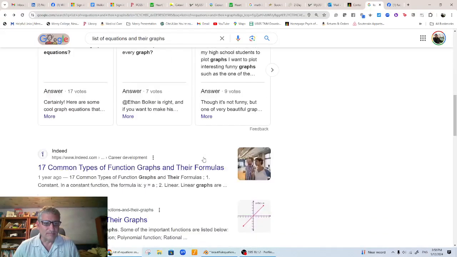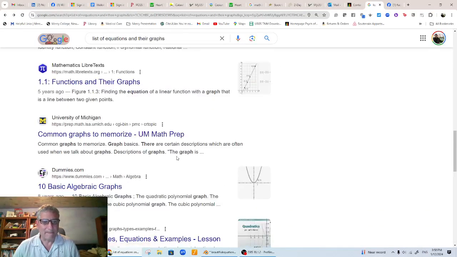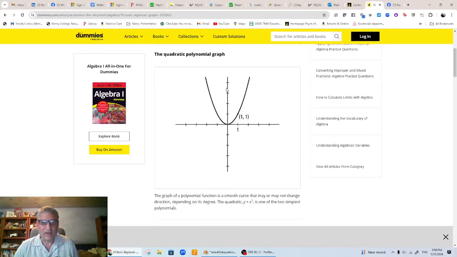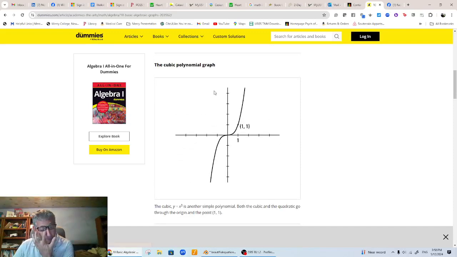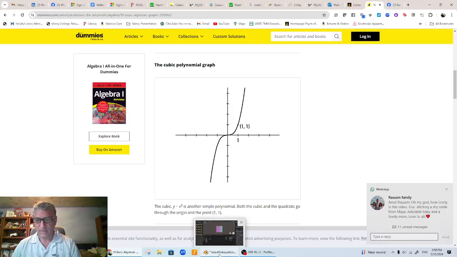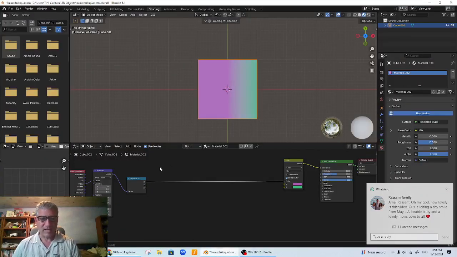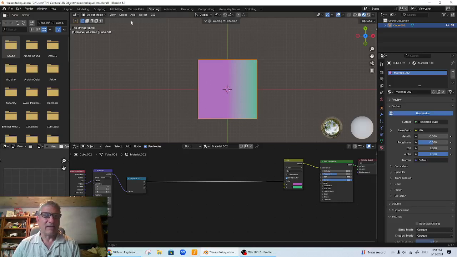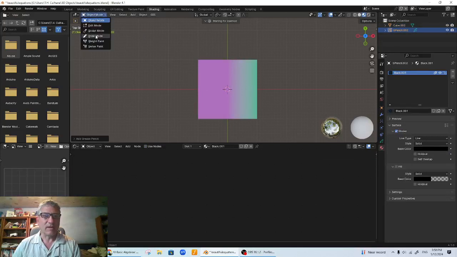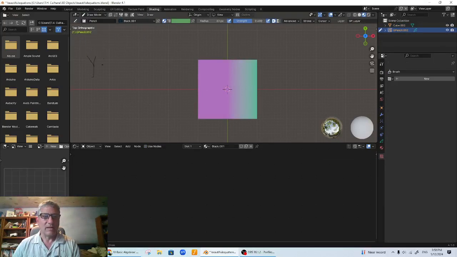There's 10 basic algebraic graphs that everybody kind of knows. So there's the quadratic polynomial, the cubic polynomial. Yeah, okay. Y equals x cubed, x to the third. All right, let's try that one. That could be fun. So let's go here and add a grease pencil and go to drawing, and it's going to be y equals x cubed. Let's try that one.